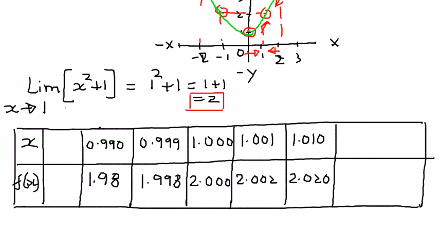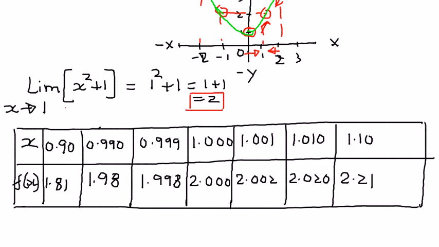the function correspondingly changes to 2.020. Let us take one more point on the left hand side and one more on the right hand side. On the left, if I pick x equal to 0.90, the corresponding value of the function changes to 1.81. And on the right hand side, if I pick 1.10, the corresponding value of the function changes to 2.21.